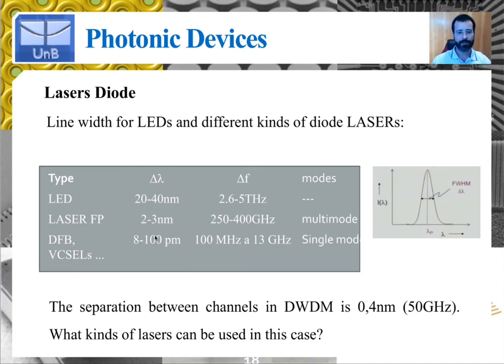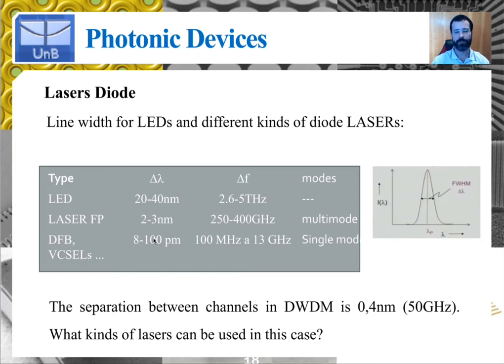And for these, the line width delta lambda, which is the full width at half maximum, can be made much smaller. Just to have an idea, it can be made as low as 8 to 100 picometers, right? So that's 10 to the minus 12 meters. Here you see an improvement of 2 to 3 orders of magnitude. So you can make a light source which has a much smaller spectral line width.